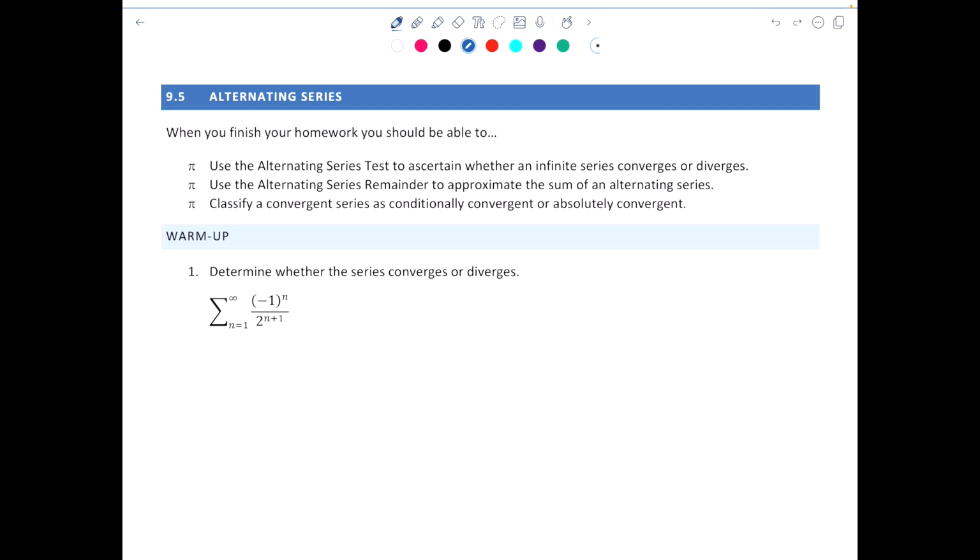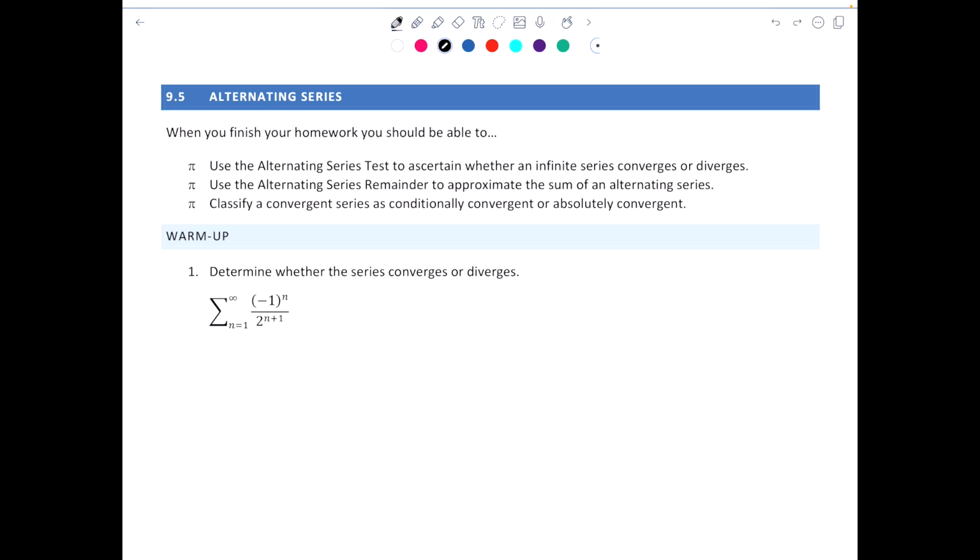So let's warm it up by using some of our earlier skills to determine whether the series converges or diverges. So here we go. I'm looking at this one, and I'm thinking to myself that we could make this look like a geometric series.